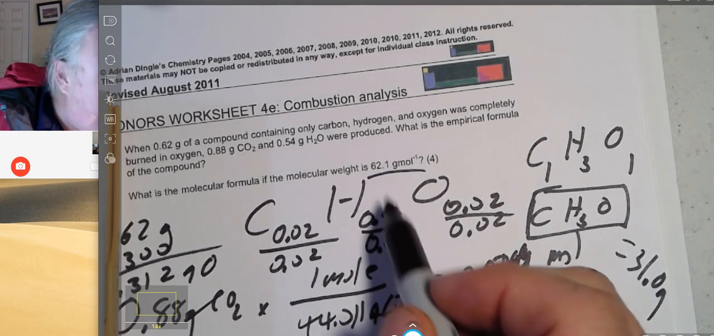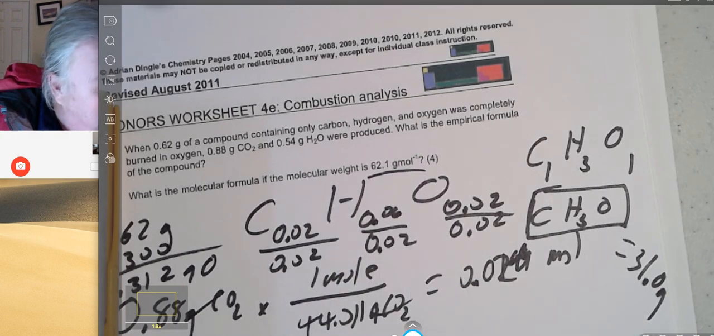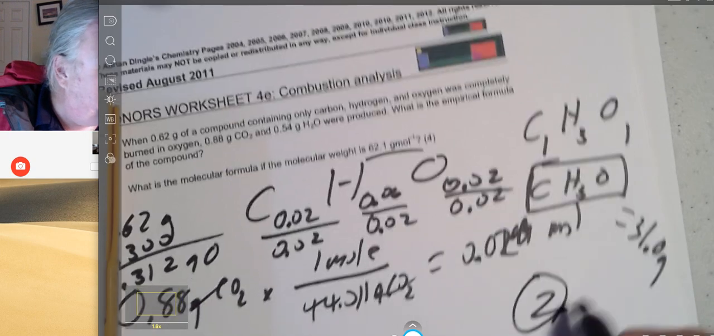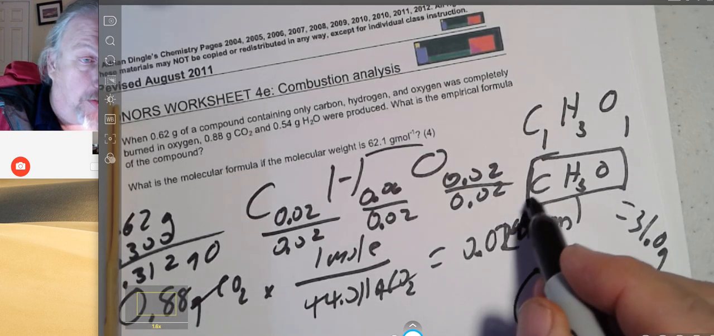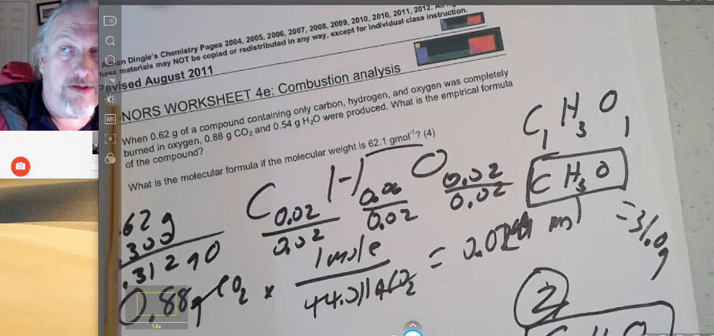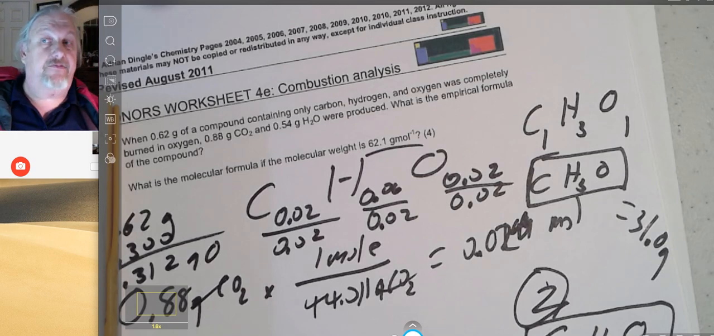Notice up here it said that the molecular mass is 62. So now if I take 62.1 and divide it by 31, I get 2. So I'm going to use a factor of 2 to get the molecular formula, multiply that through by everything, so I get C2H6O2. That would be the molecular formula, because I took the molecular weight, divided it by the empirical weight, and I see that it is a factor of 2.